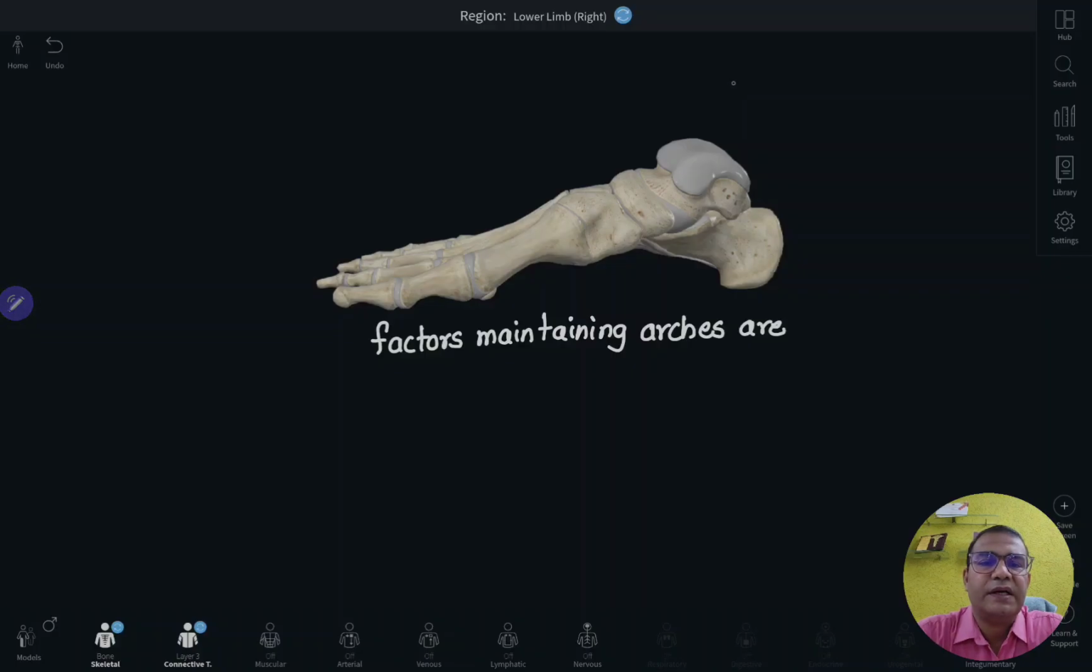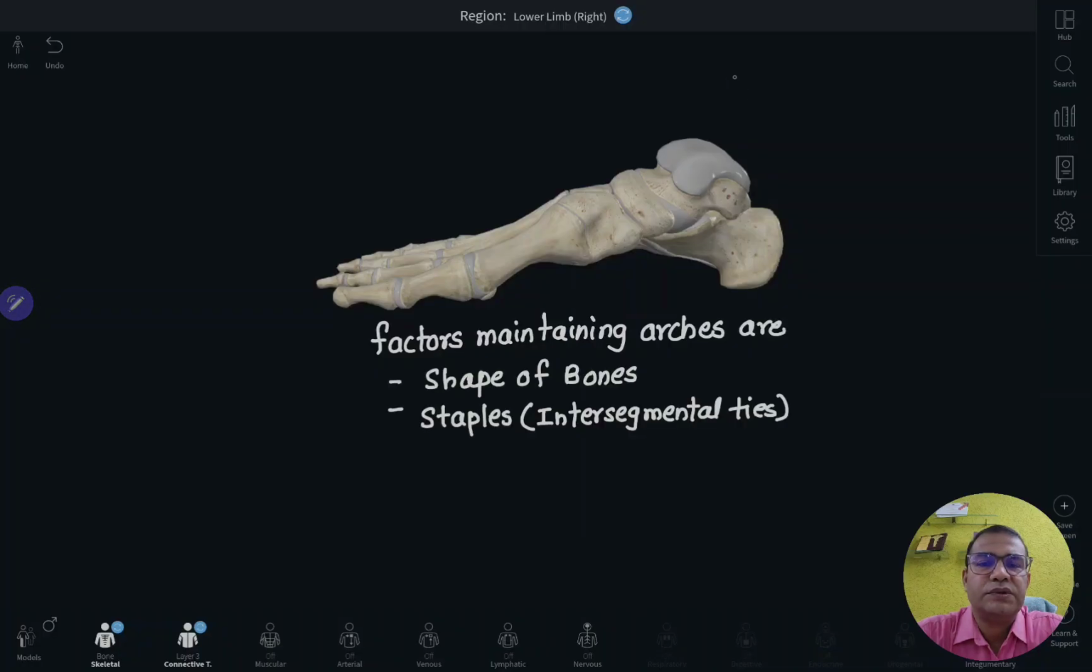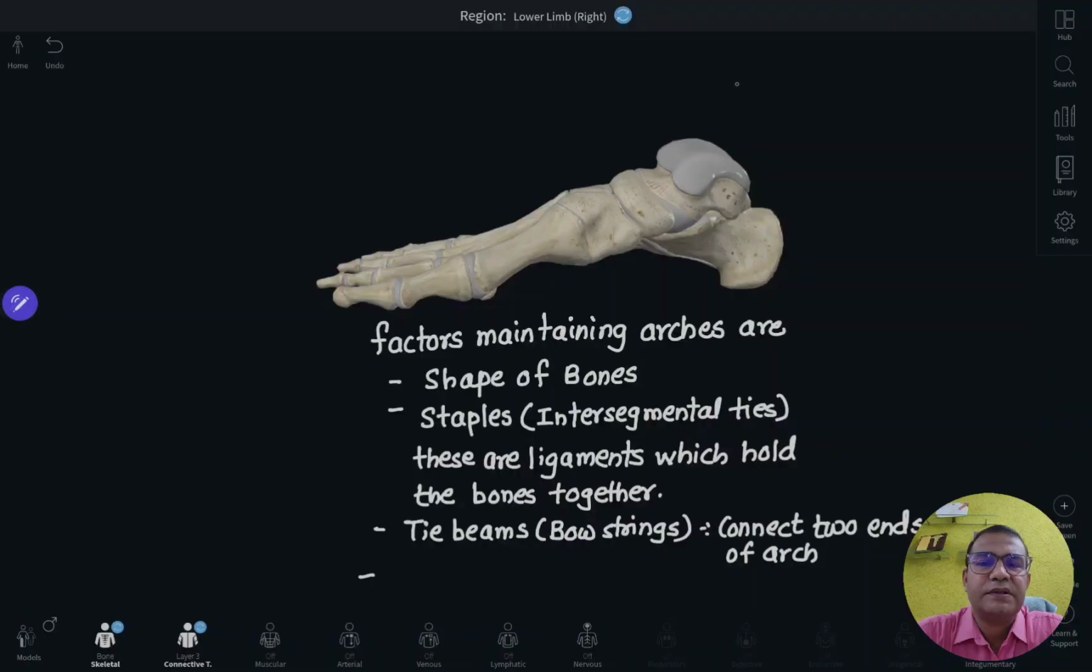What are the factors maintaining arches? Factors maintaining arches are mainly bony factors, which is shape of bones, staples or intersegmental ties, which connect the small segments or the bones, that is tarsals and metatarsals, to each other. Then we have the tie beams. Tie beams are basically the long ligaments or the tendons which connect the two ends or two pillars of the arch.